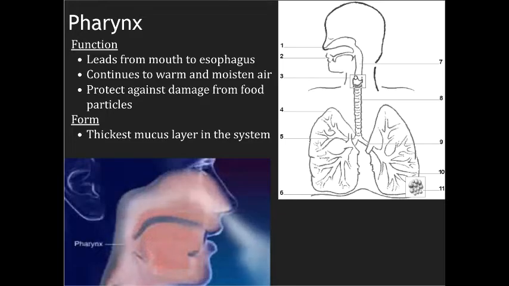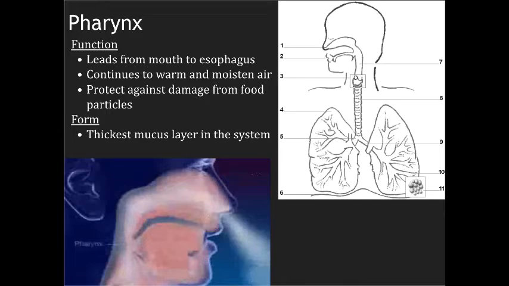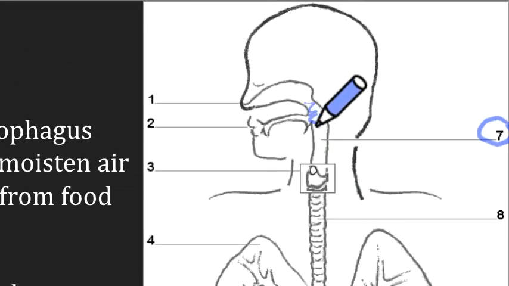Moving on to the next structure, the pharynx. Now the pharynx is just behind the nasal cavity. What we're looking at in the pharynx is actually structure 7 on this one. So the pharynx is going to be this space back here in structure 7. And what's the purpose of this? It basically is the connection point from the nose or nasal cavity to the trachea. It ends up warming and moistening air further, preventing damage from food particles.